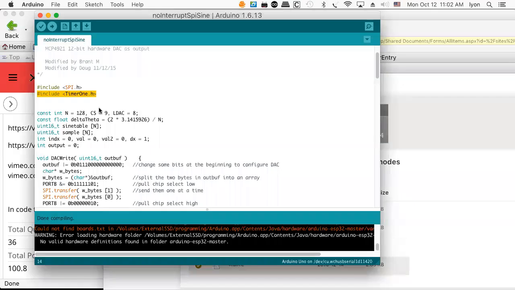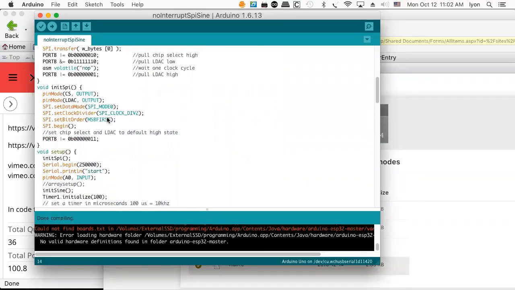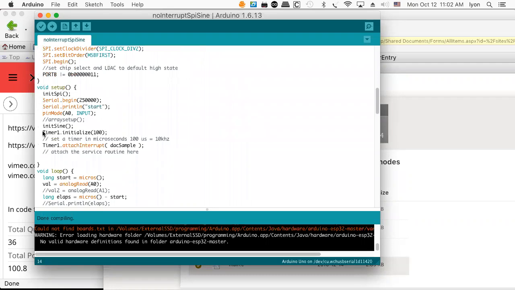What I did when I proceeded to do my setup is I said timer 1 initialize to 100 microseconds and then timer 1 attach interrupt DAC sample. And what this does is it lets me sample the waveform and output it to the DAC every 100 microseconds as part of an interrupt that's triggered every 100 microseconds. I thought that was a particularly easy way in which to manipulate the timers, and that handles a lot of complexity in the background about setting timer control registers, which is effectively all it does.